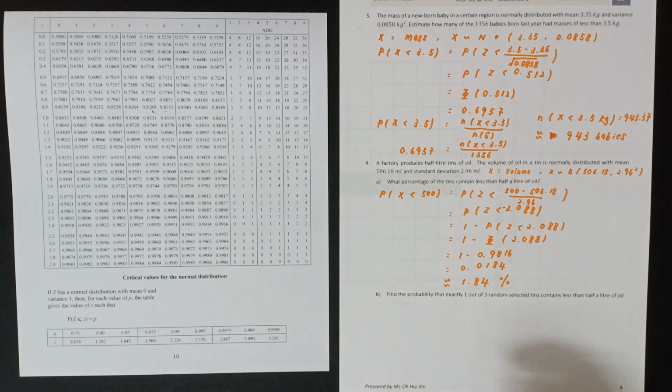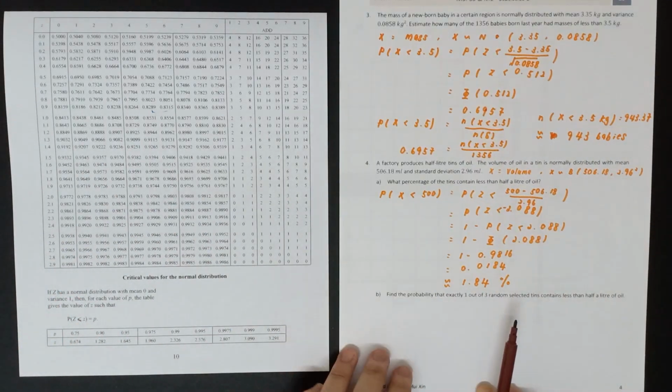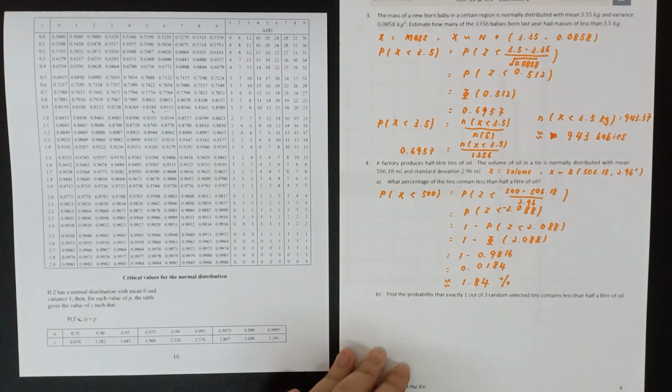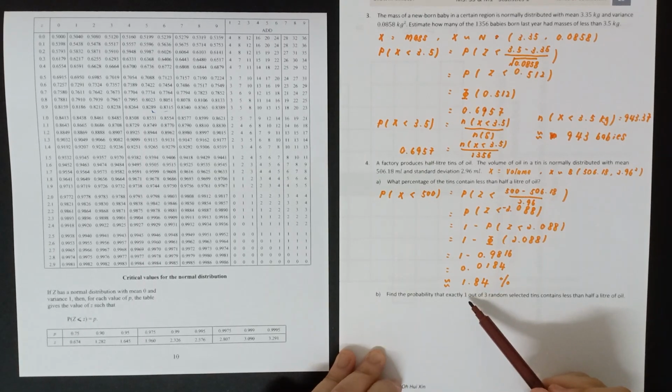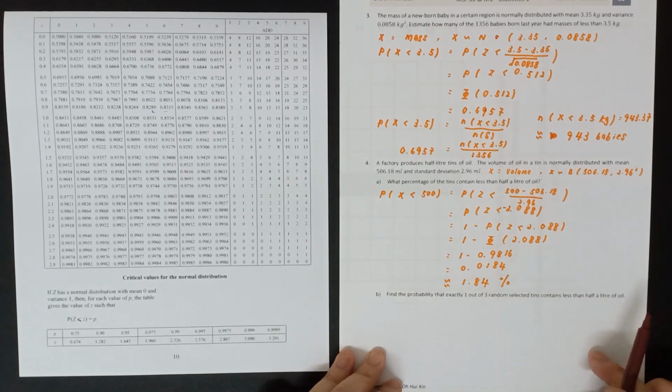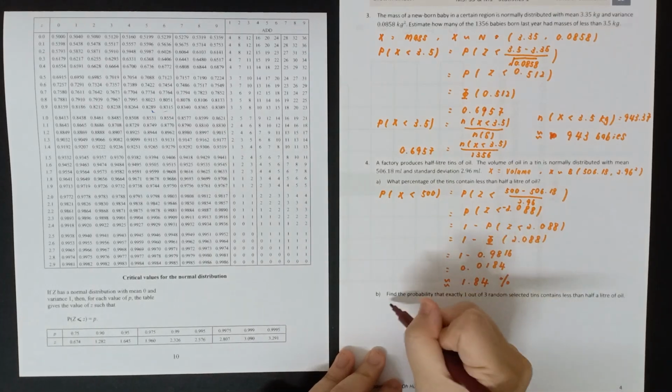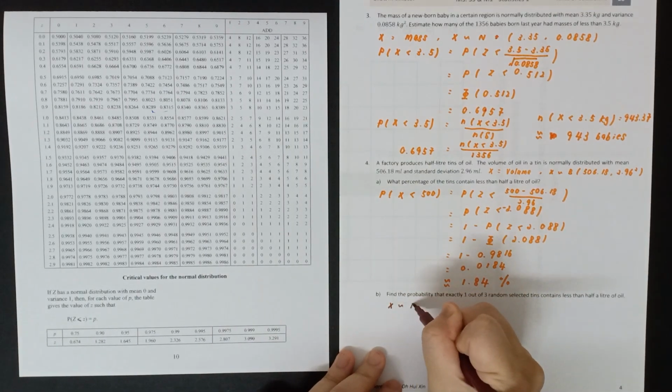Okay, so this is a normal distribution table question, but this actually involves binomial also, if you can realize that. Because I want to find exactly 1 out of 3 randomly selected tins that contain less than half. So I have an outcome that is less than half or more than half. I have a finite number of trials, which is 3, and I want a number of successes that is 1. So for this one, my X now becomes a binomial distribution.